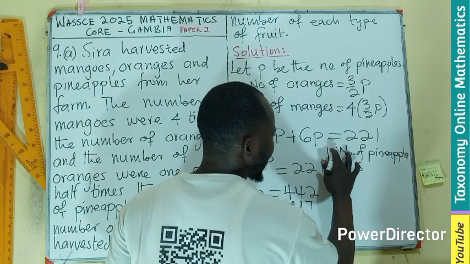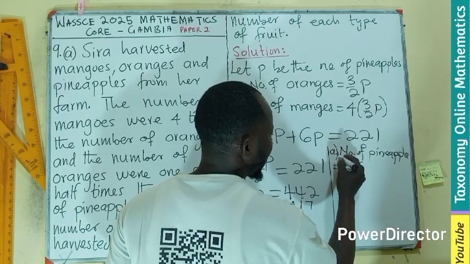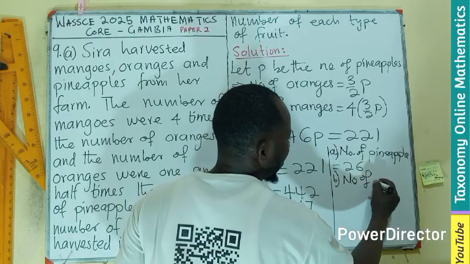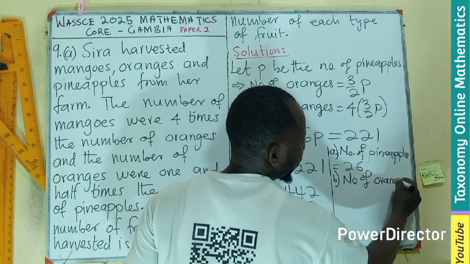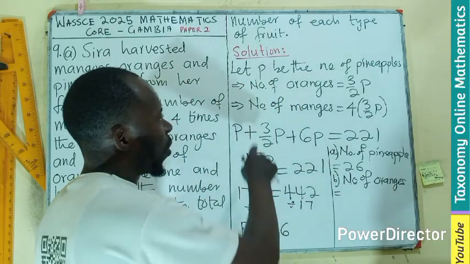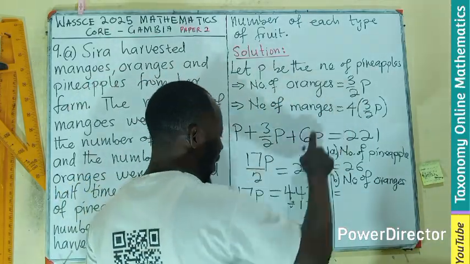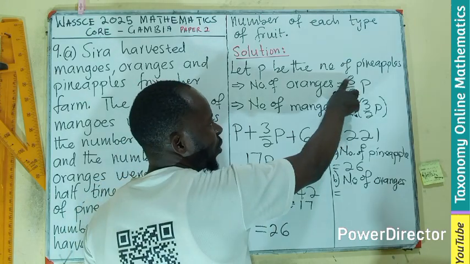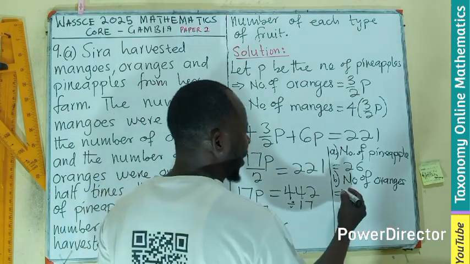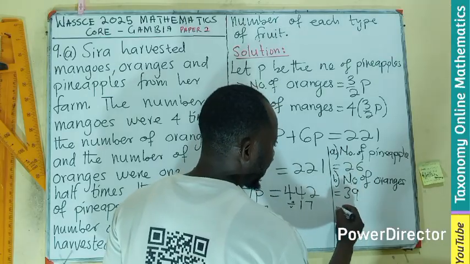Number of oranges, I'm trying to buy space, so let's take it like that. Oranges is going to be 26 times 3 over 2. 2 will go into 26, 13. 13 times 3 will be 39.